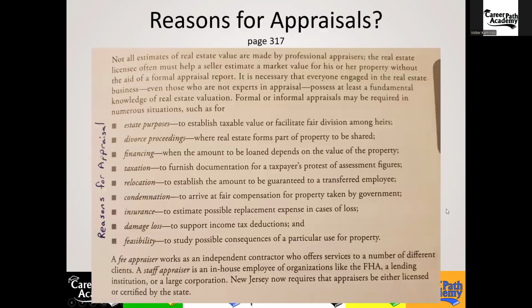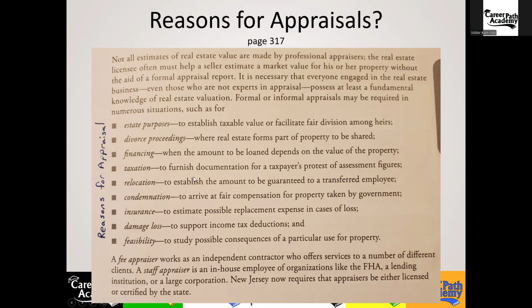So why do we get appraisals done? Well, here's a list of a bunch of reasons on page 317. Write this here on the side so that you got that. Reasons for appraisal. For estate purposes, to establish taxable value or facilitate fair division among heirs. For divorce proceedings where real estate forms part of the property to be shared. For financing, when the amount to be loaned depends on the value of the property.